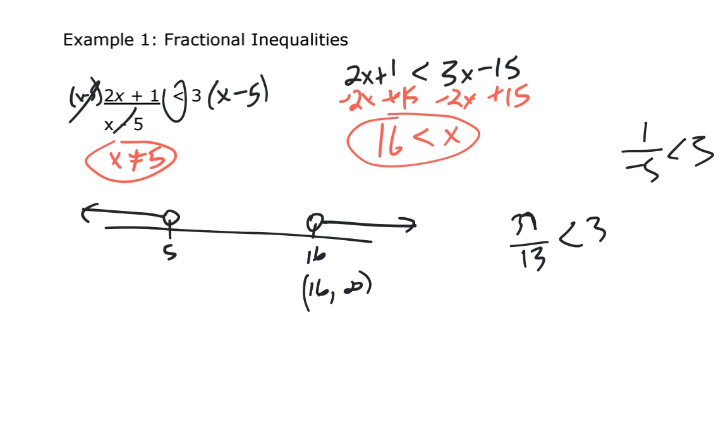So we should have our second interval as negative infinity up to 5, and round brackets for both of those as well. And we just finish it off by doing the union of those two.